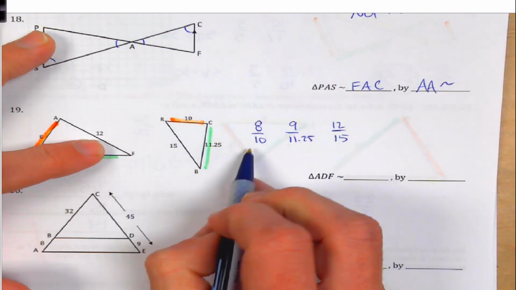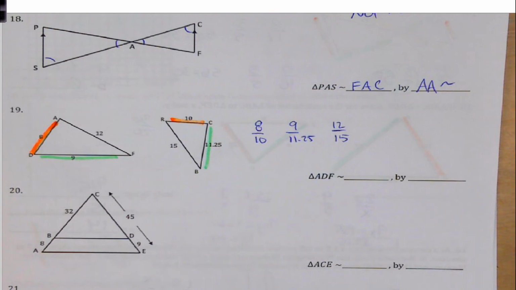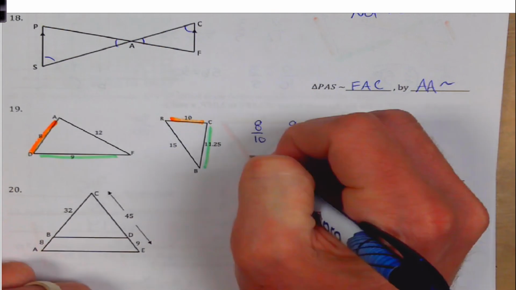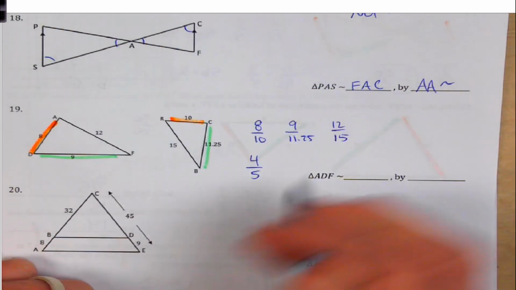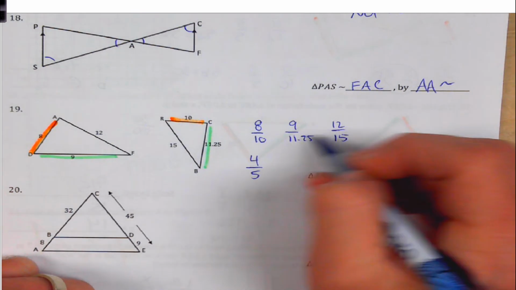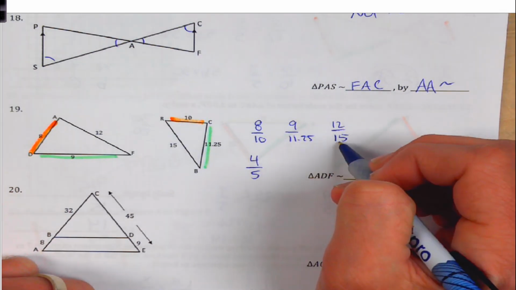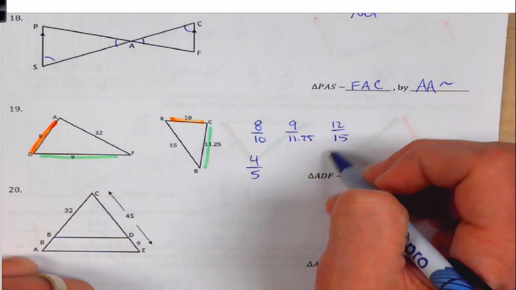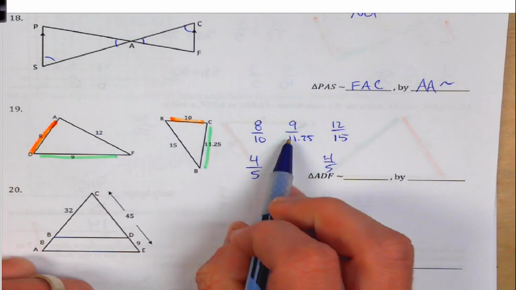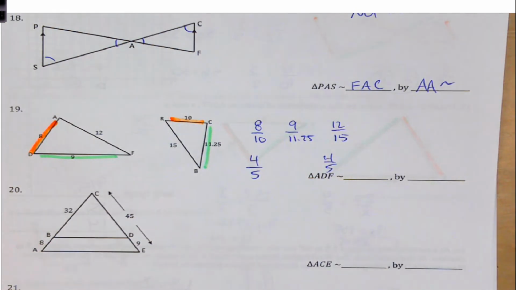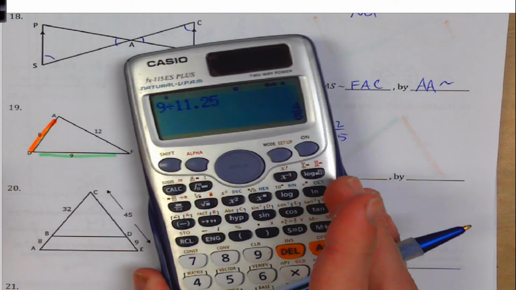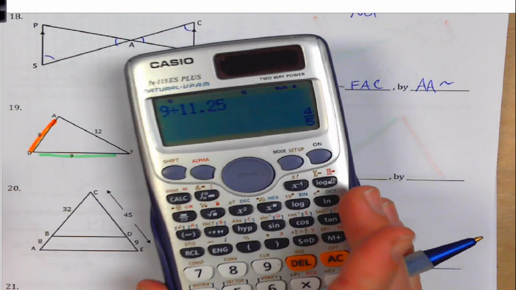So 8 over 10, let's see, 2 goes into both, that would be 4 over 5. Let's check this one. That was a little bit more challenging. 12 over 15, I think 3 goes into both, which would be 4 over 5. I'm guessing that's also going to reduce down to 4 over 5. Again, harder to do. If you have a calculator, it will do it for you, which we can see right there that we would get 4 over 5.